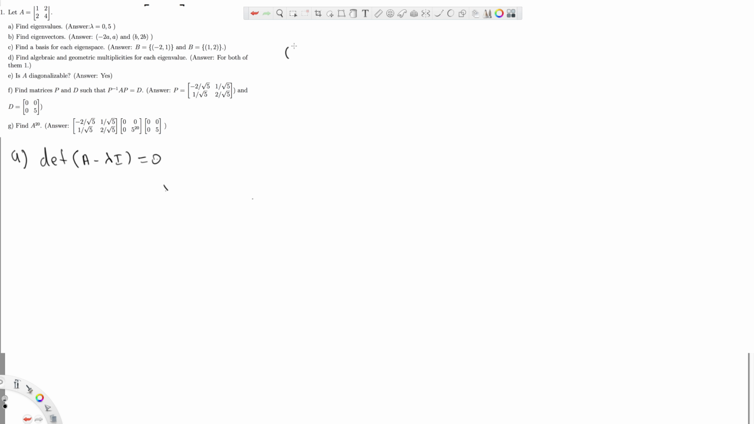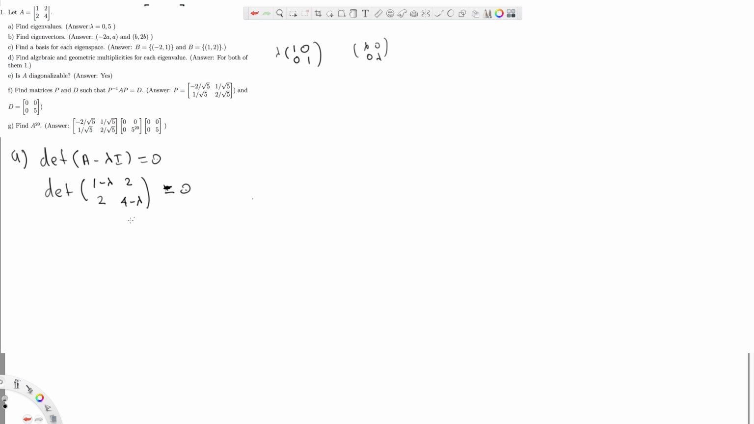First of all, the identity is going to be 1 0 0 1, and if you multiply this by lambda, this is going to be lambda 0 0 lambda. So this is the multiplication lambda I. In this case, we are subtracting this from A. So it's going to be 1 minus lambda, 2, 2, and 4 minus lambda. The lambdas are only on the diagonal, so when you substitute, it only subtracts from the diagonals, right? This is equal to 0.